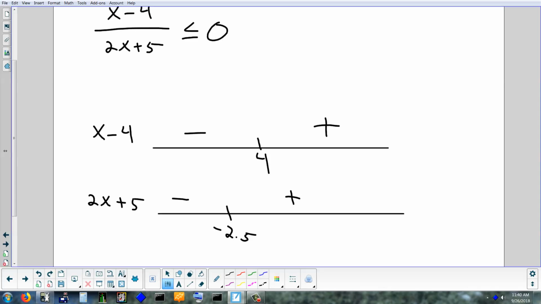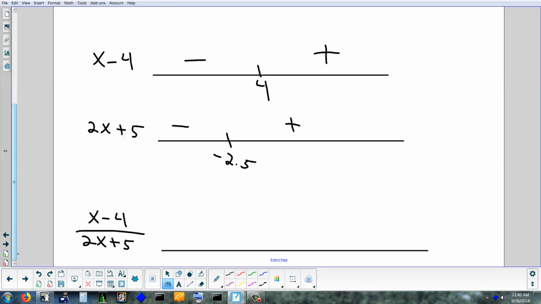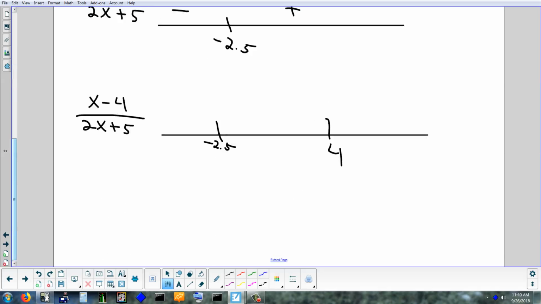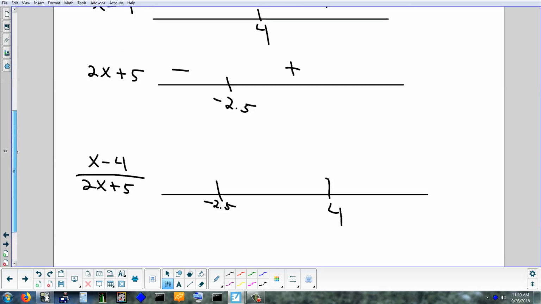Now, when I make my combined number line, how many sections am I going to have on it? Yeah, we're going to have 3. We're going to have negative 2.5 and positive 4. That creates 3 sections.